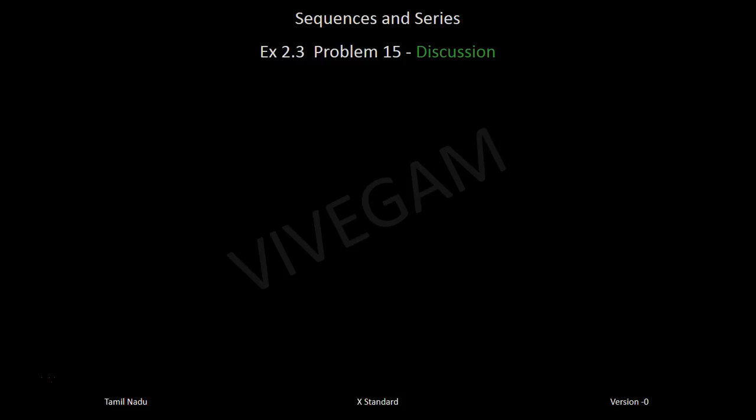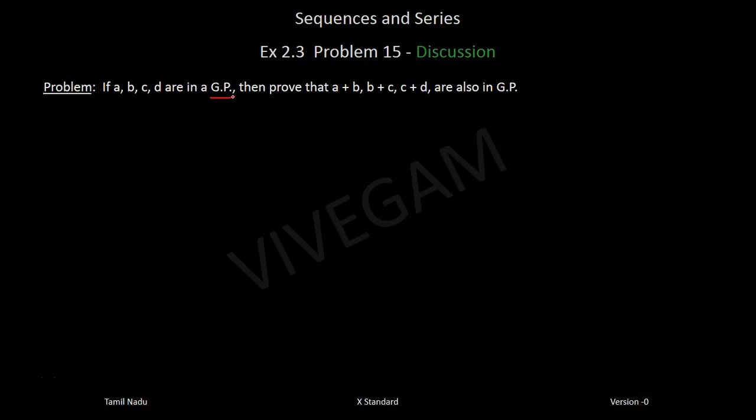Exercise 2.3, Problem 15, Discussion. If A, B, C, D are in a GP, prove that A plus B, B plus C, and C plus D are also in GP. Okay, it's a tricky problem, but we can solve it. So, A, B, C, D are in GP, and we need to prove that these are also in GP.